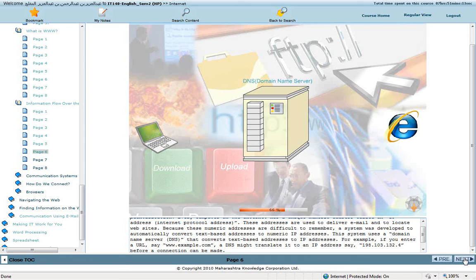For example, if you enter a URL, say www.example.com, a DNS might translate it to an IP address, say 198.103.132.4, before a connection can be made.